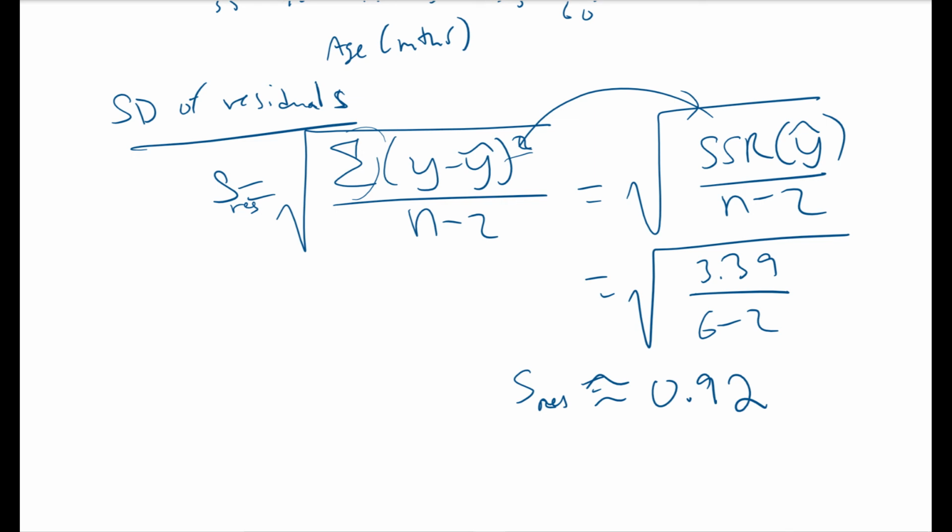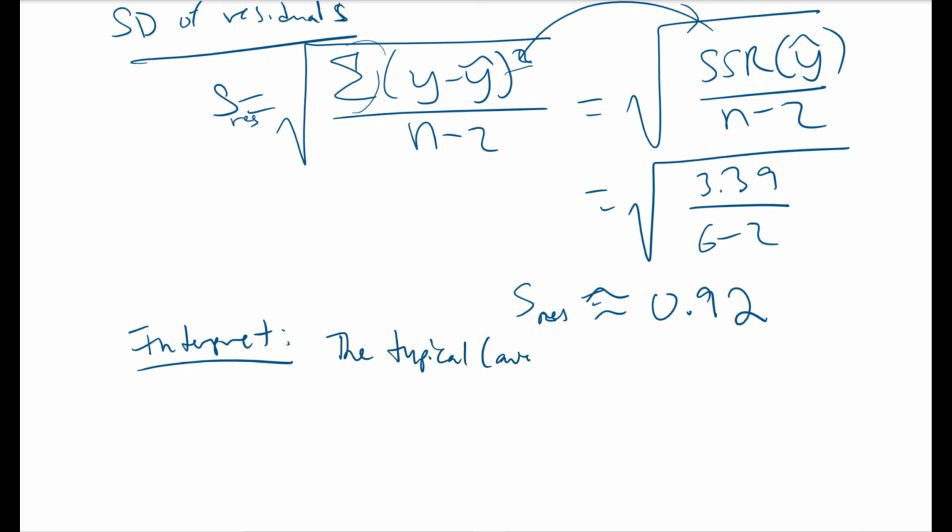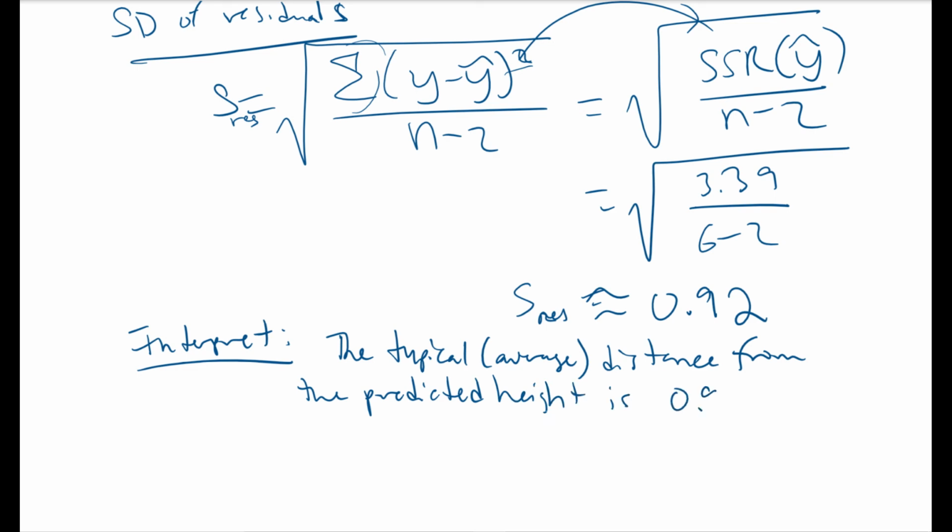All right, next you want to interpret this value. So if we want to interpret this, we would say that the typical or average distance from the predicted value, from the predicted height, is 0.92 centimeters. Okay.